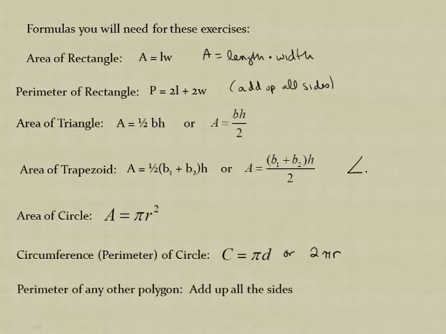Now in a trapezoid, the top is B1 and the bottom is B2. That's where those two bases come from. So finding the area and perimeter or circumference of each of the following figures.